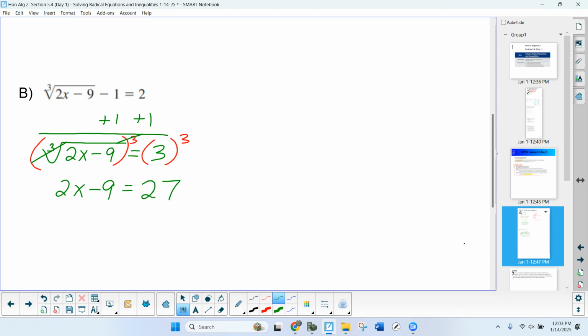Keep going. Add 9. What do you get when you add 9? 36. And now what? Divide by 2. And what do you get when you divide by 2? 18. X is 18.